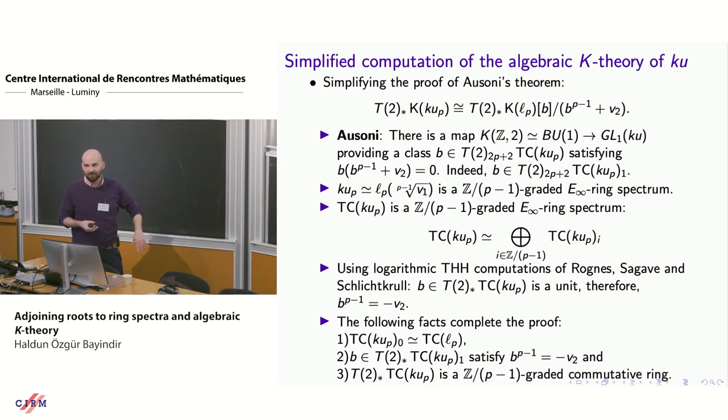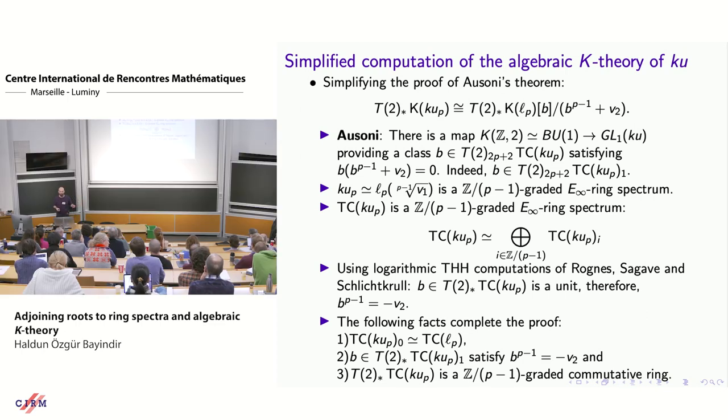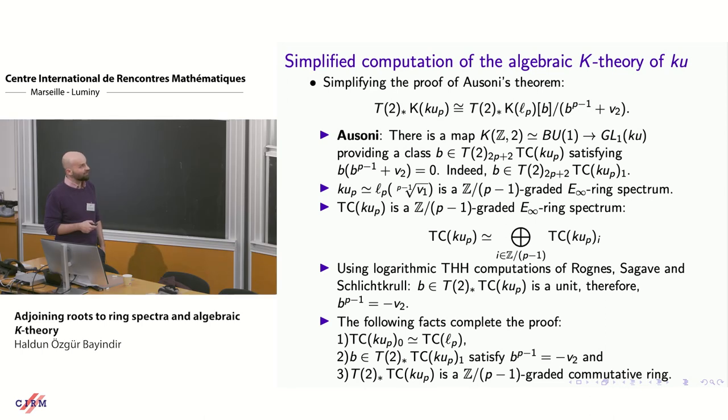If you have a graded ring with a unit in weight one, that graded ring would be periodic, right? So you just have to know the weight zero piece of your graded ring. So that's kind of the classical idea. It also applies here. So we know the weight zero piece because of the result in the joint work, and there's a unit in weight one. So that gives you a complete description of T2 homology of KUP through this formula. It's basically periodic.